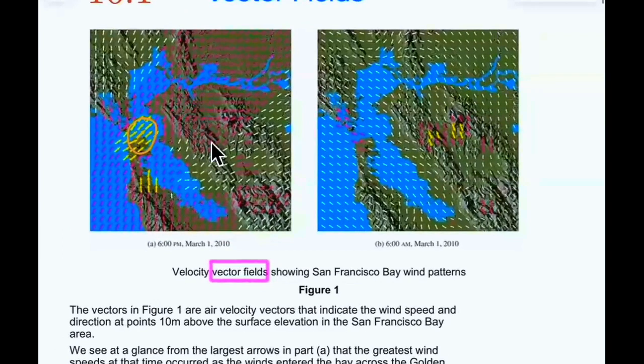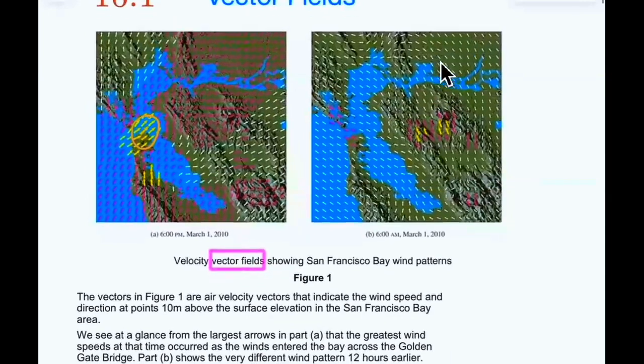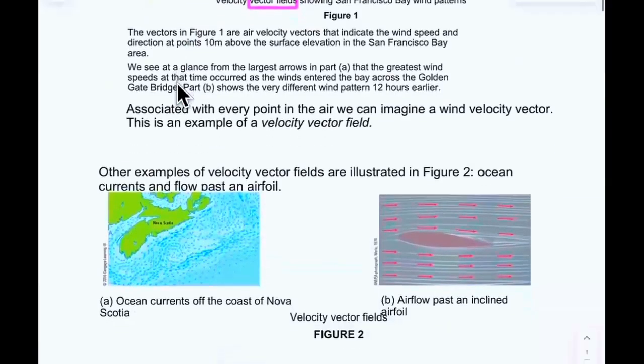So it is a two-dimensional vector field, right? On the plane, and the vector will be two-dimensional. So here's one example of a vector field. Every point in the air, we can imagine a wind velocity vector. So it's a velocity vector field on R2.